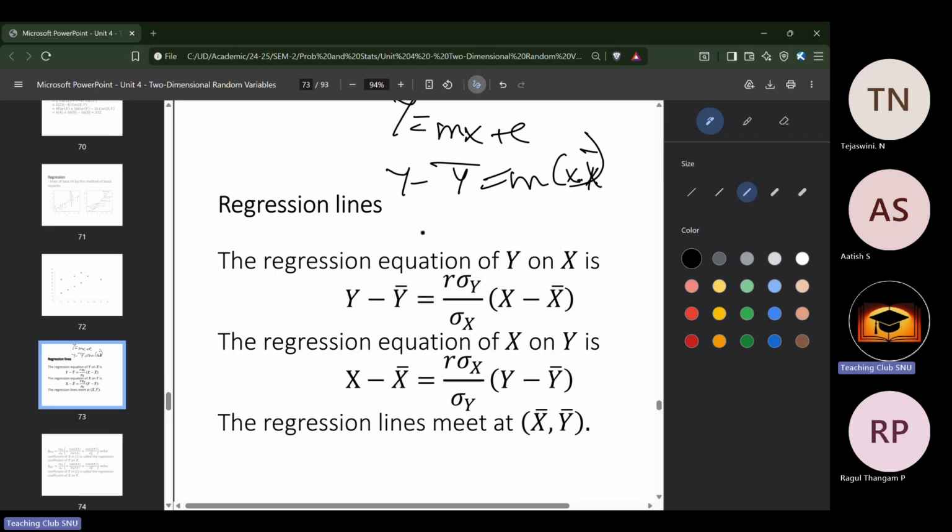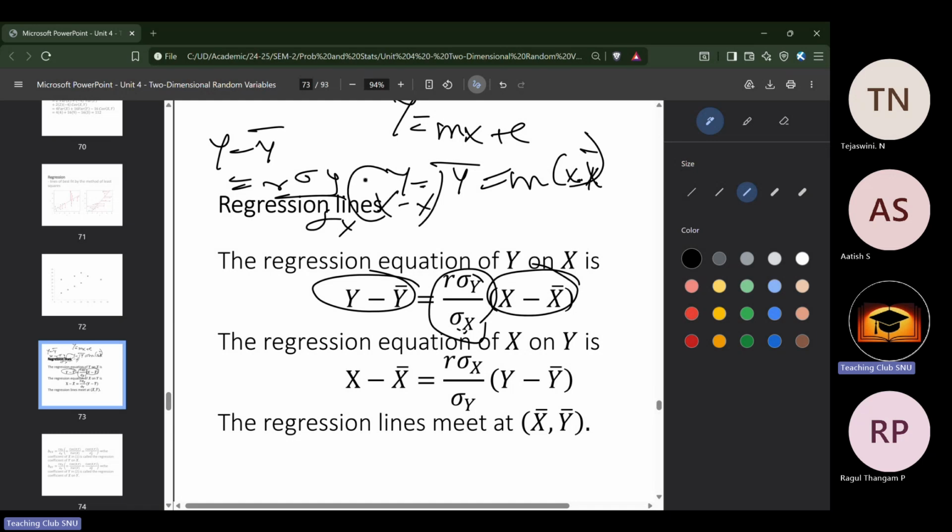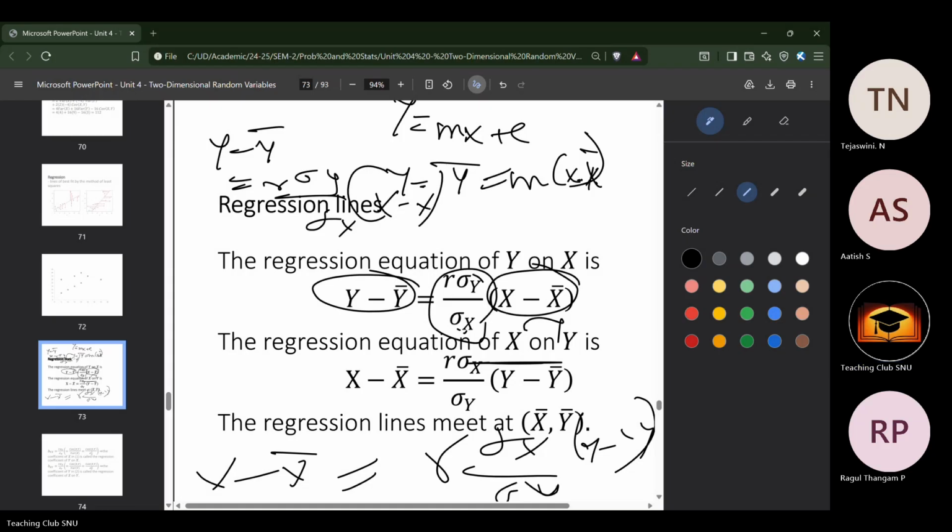The same way, this is going to be regarded as a slope kind of thing. X minus X bar is this, Y minus Y bar is this. So please remember this: regression equation of Y on X is nothing but Y minus Y bar is equal to R, Y on X, sigma Y by sigma X, into X minus X bar. If it is X on Y, it will start with X only. So X minus X bar is equal to R, X on Y, so sigma X by sigma Y, into Y minus Y bar.